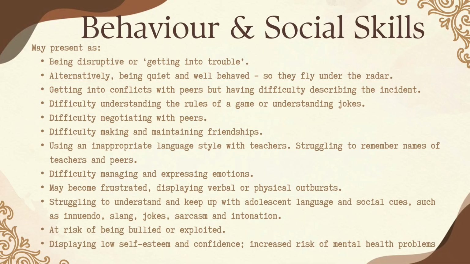They may also use inappropriate language when speaking with teachers and struggle to remember the names of teachers and peers. They may also have difficulty managing and expressing their emotions, which in turn can result in verbal and physical outbursts. They may also struggle to understand and keep up with adolescent language and social cues, so this would include innuendo, slang, jokes, sarcasm, and intonation.